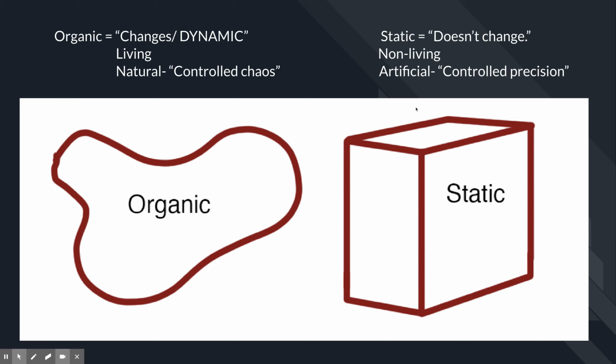The opposite of organic would be static, meaning it does not change. It would be non-living, or artificial and manufactured. So you could say, again, organic is controlled chaos, but static would be controlled precision. For architecture and perspective drawings and buildings and such, you would have line work that looks like this: very stiff, very geometric, very architectural. And then over here, you would have very organic line work, things that have round edges.